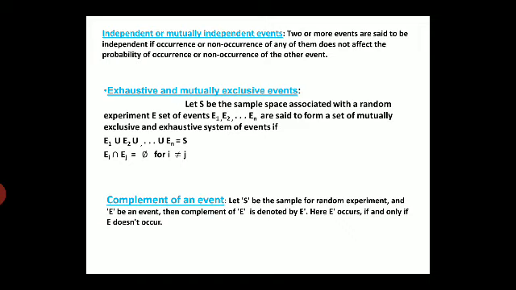Now we'll know about complement of an event. Let S be the sample space for a random experiment and E be an event, then complement of E is denoted by E dash, where E dash occurs if and only if E does not occur.